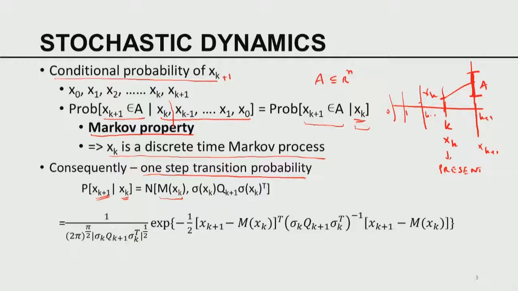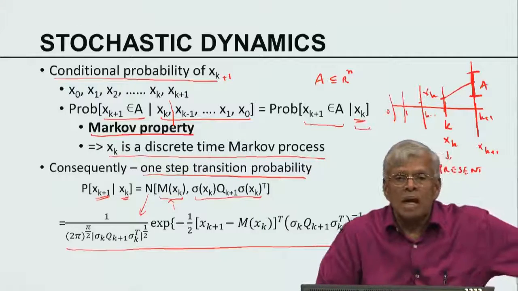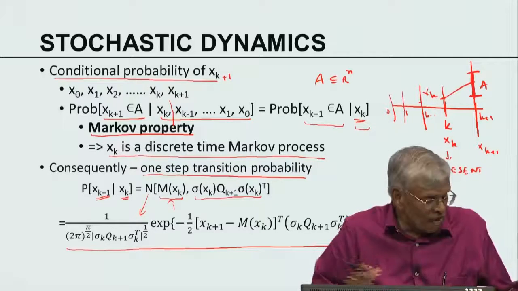Given xk, sigma xk is given, the expected value of wk plus 1 is 0. Therefore, the mean is essentially the deterministic part m of xk. The covariance of the state is given by sigma qk plus 1 sigma transpose. So given xk, xk plus 1 is Gaussian and it has a density function whose expression is a little bit complex, but for explicit analysis, I am giving the distribution in this particular form, and that essentially tells you how the system evolves.